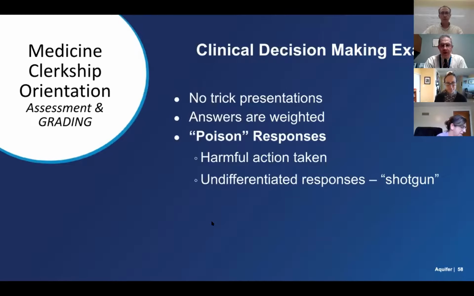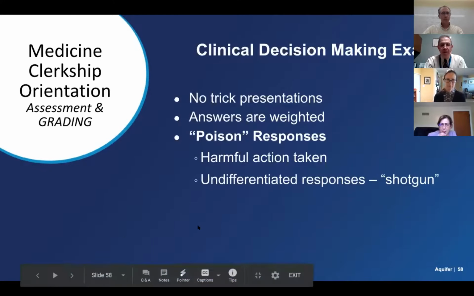When I talk to students about feedback and I ask them about the exam, they give positive feedback. In the end of clerkship evaluations, I've not seen any negative comments about the clinical decision-making exam.